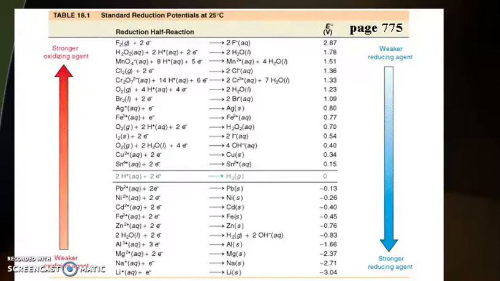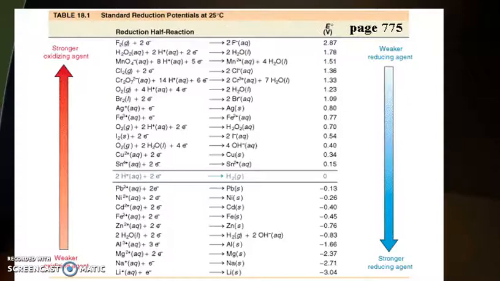Really, the voltage is a way of measuring the relative strengths of these oxidants and reductants. So the more positive the voltage is, the stronger oxidizing agent, the stronger oxidant the substance is, and the more likely it is to be reduced. The more negative the standard reduction potential is, the more likely the product effectively is to be oxidized. So the more likely it is that the reverse reaction will take place.